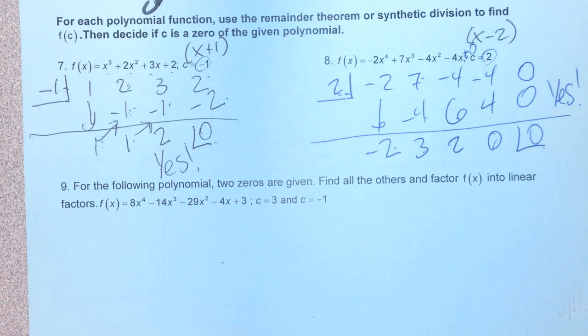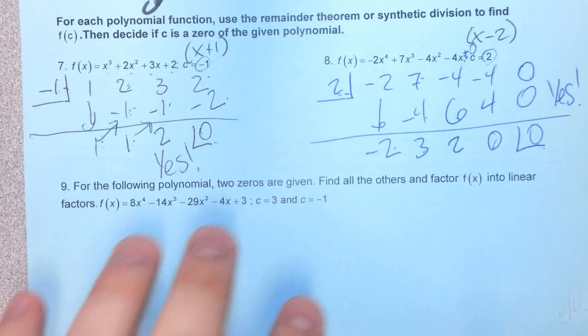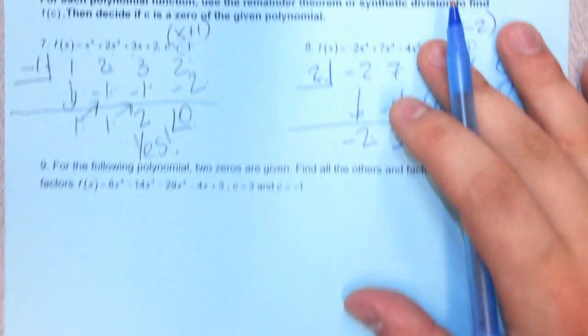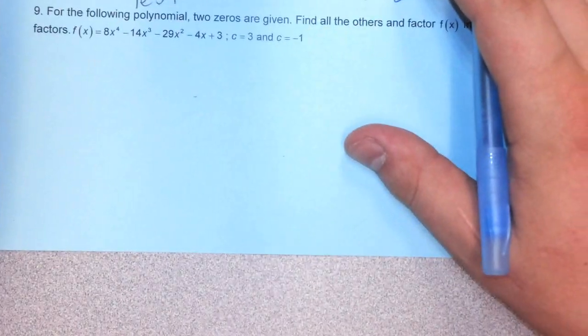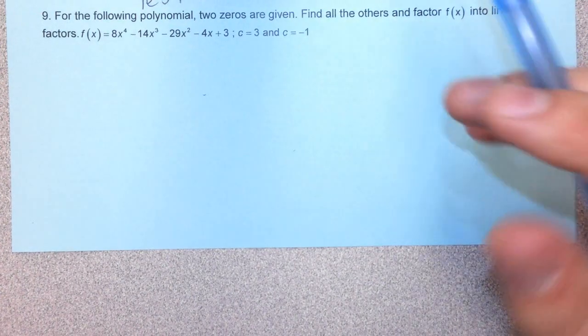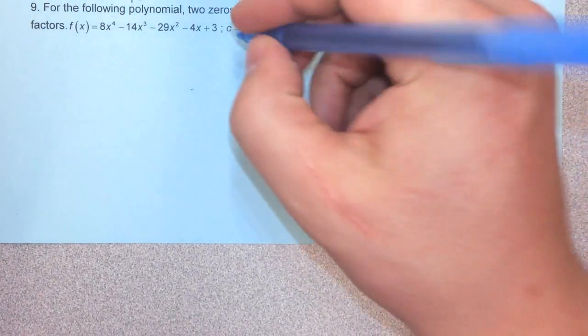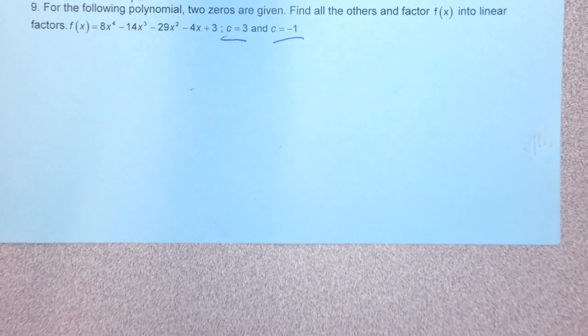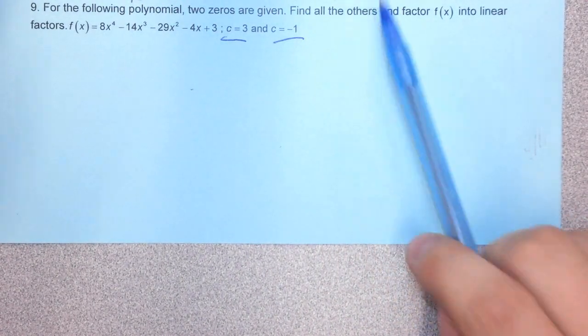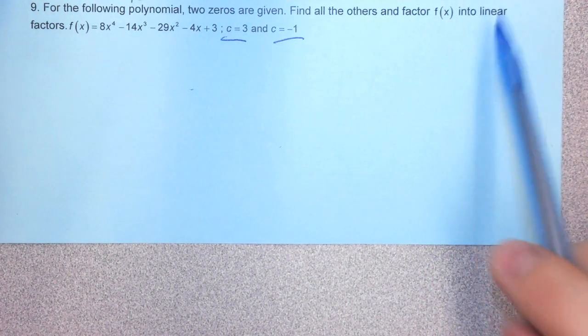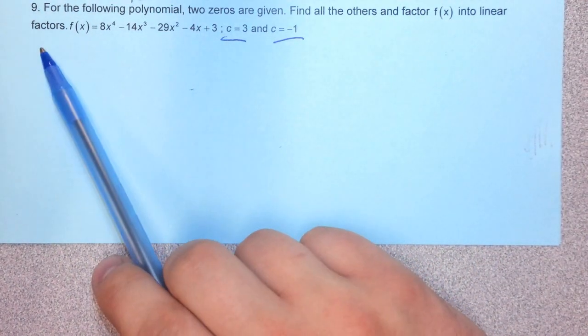Now when we get to number 9 though, number 9 is a little different. That one's not just looking to see are they zeros, it actually tells us that they are zeros. So for number 9, the following polynomial, 2 zeros are given. These are zeros. They should work. That's the point. It says find all the others and factor f of x into linear factors. So this one's a little different.